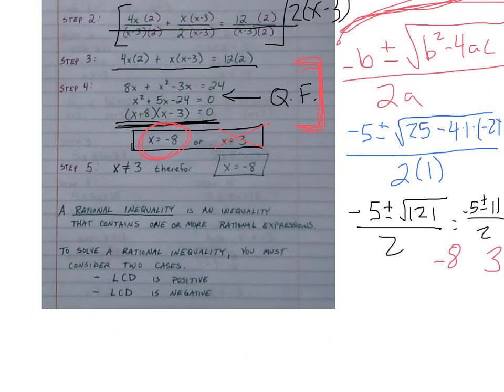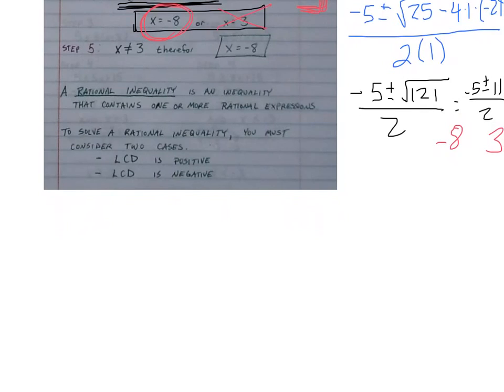Solving a rational inequality, real briefly: a rational inequality is an inequality that contains one or more rational expressions. So you might have 2 over x minus 3 is less than 5. In that, here's your rational expression, and this makes it an inequality. Less than, greater than, maybe less than or equal to, etc.